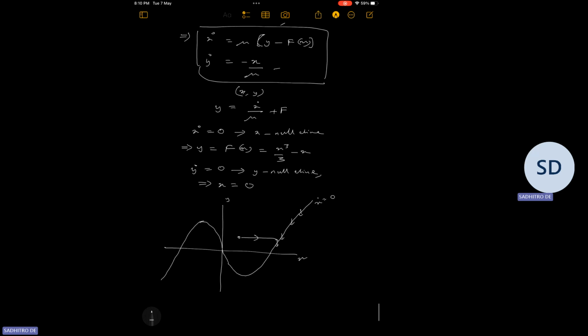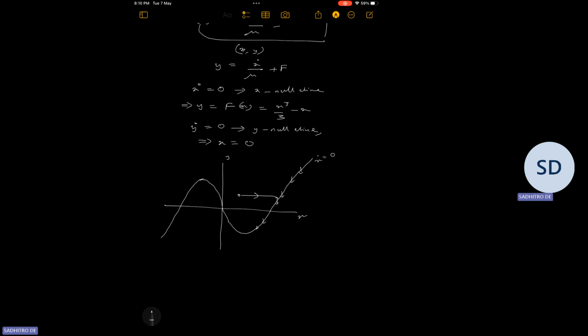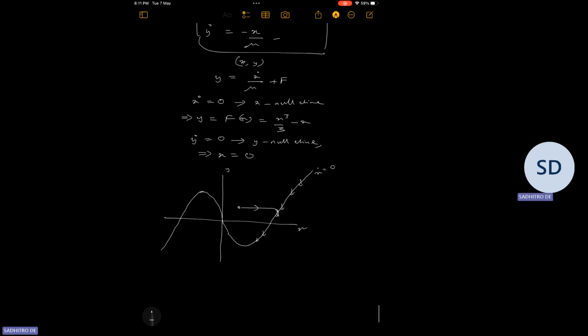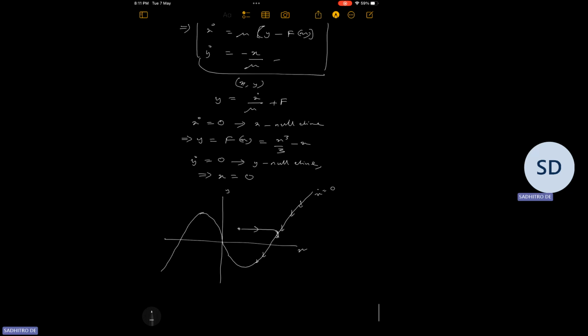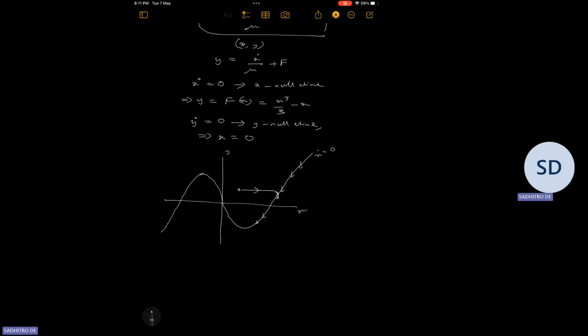Why vertically downwards? Because y dot is minus x. So wherever there is minus x, the velocity will be vertically downwards like that. And on the left hand side where x is negative, it will be vertically upwards. So after it approaches this trajectory, it tries to go downwards. And as it moves away from the y null line, y becomes less than f of x. So when that happens, x dot becomes negative and it tries to go left. But again, it tries to go right, and again, it tries to go left, and so on and so forth. There is a competition like that.